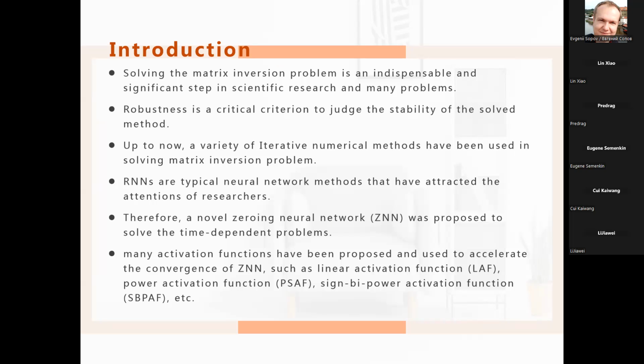Solving the matrix inversion problem is an indispensable and significant step in scientific research and many problems. So it's widely used in science and engineering. The exact solution of the matrix inversion helps us to gain insight into the physical principle of motion. The boundedness is a criterion to judge the stability of the solved method and is directly related to the accuracy of the resulting solution. So fast convergence speed, high accuracy, and excellent robustness of the method for solving the matrix inversion problem have been the goal of the research.